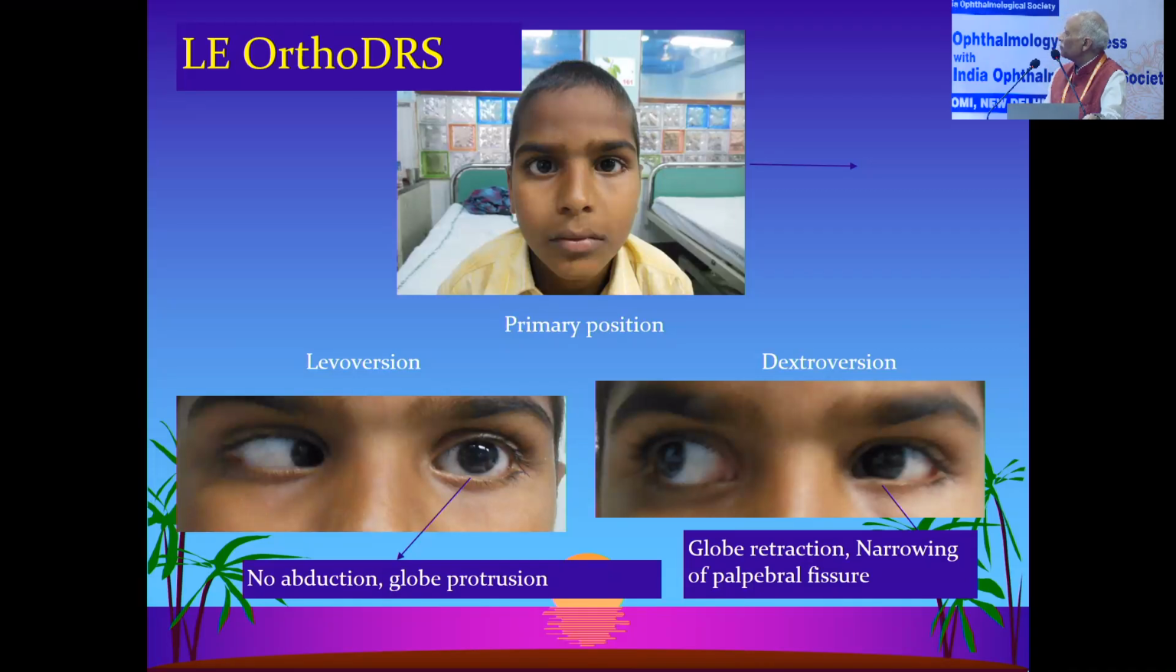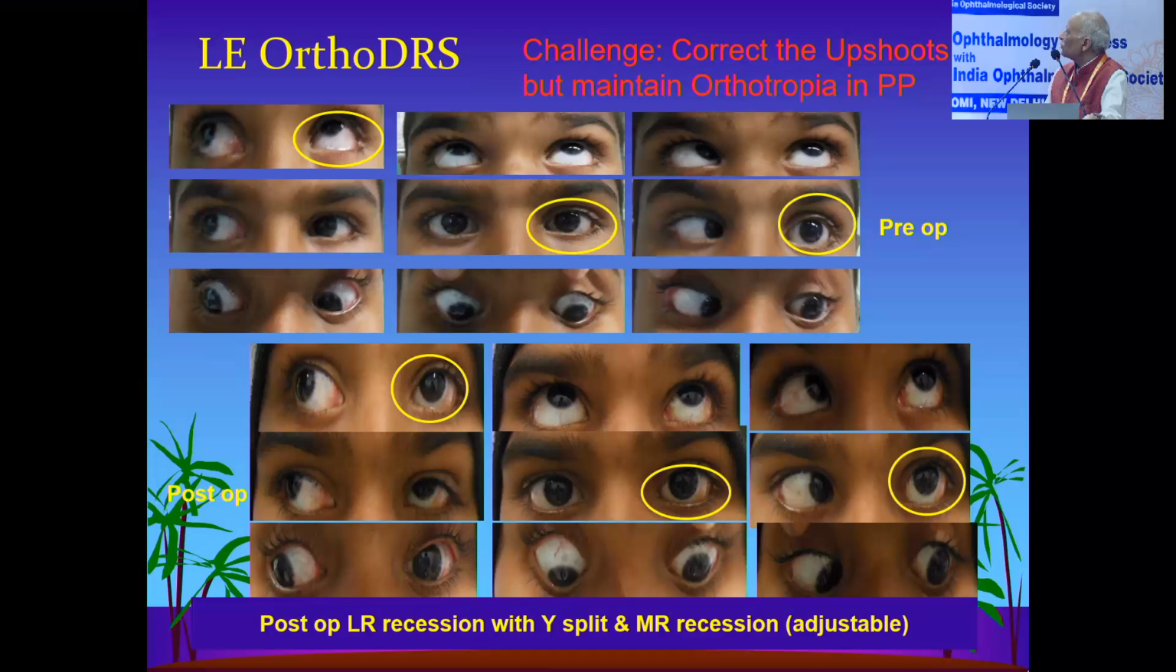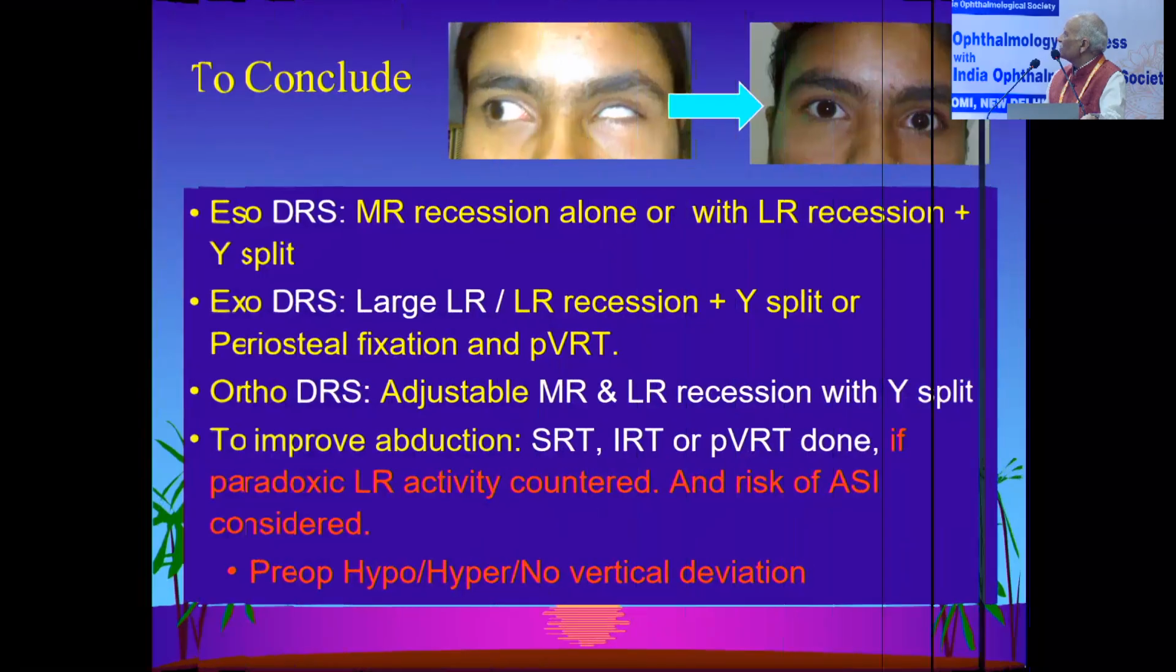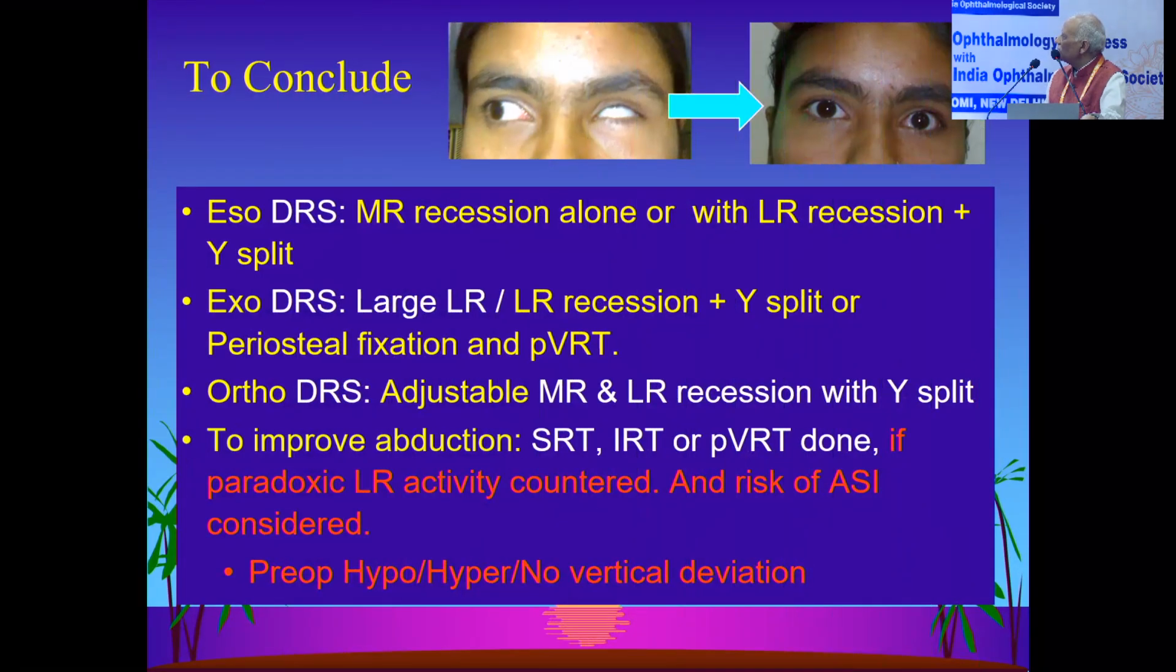Ortho DRS are more difficult to handle because they have a challenge to be maintained, that ortho is to be maintained in primary position, and still you want to correct the problem in the adduction. You have to do an MR recession on an adjustable suture and LR recession with Y split. So this is what is the take home in the DRS cases.